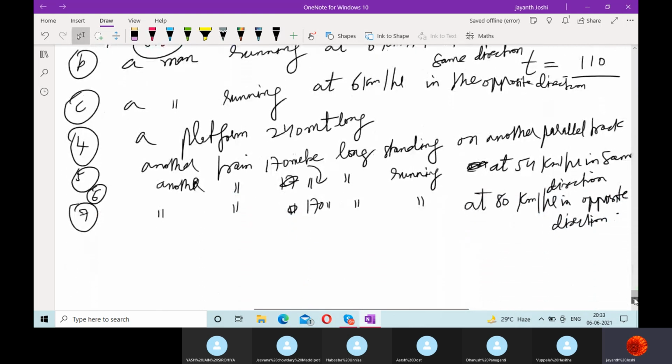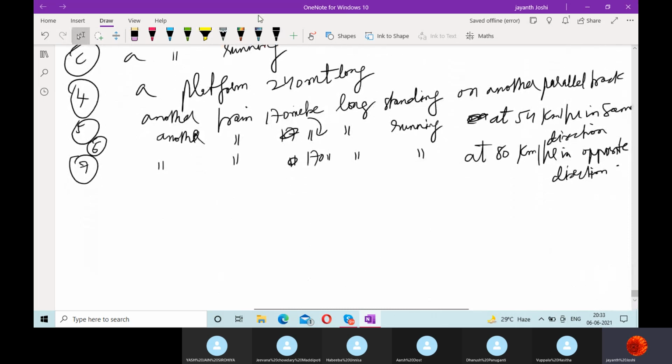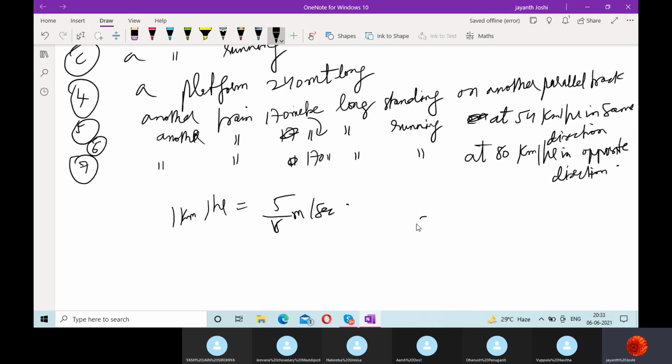That is the first basic thing you should understand. See, the question is, first I'm converting: 1 kilometer per hour is nothing but 5 by 18 meter per second. So now 60 kilometer per hour, I'm converting 60 into 5 by 18 meter per second. Now, length of the train is what? 110. So the first one is a telegraph post.